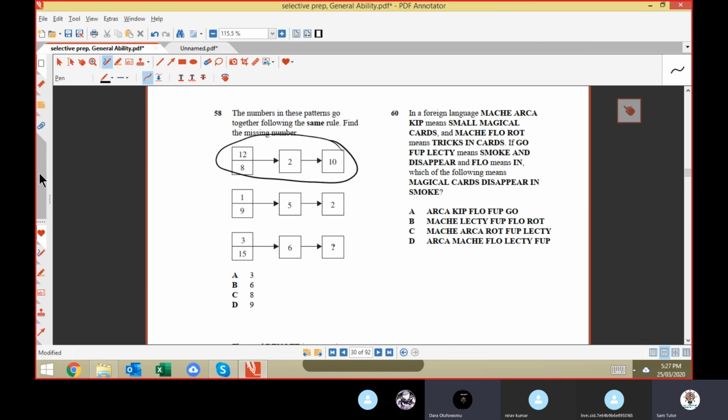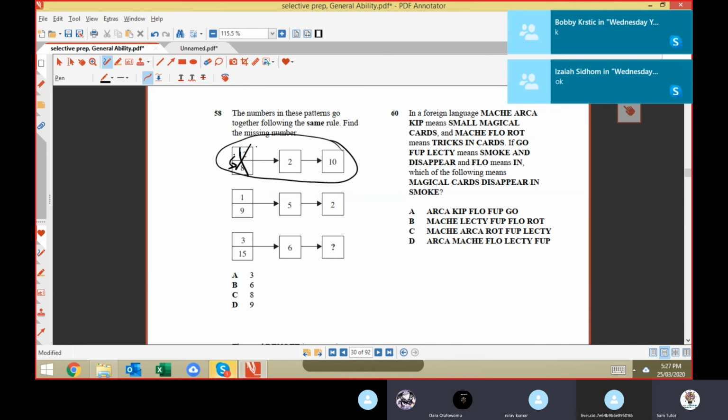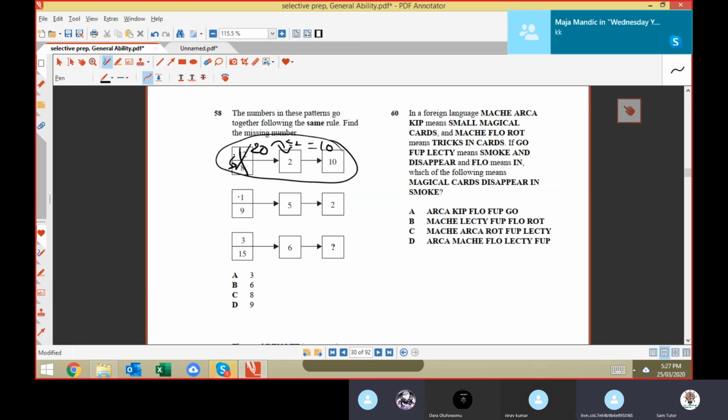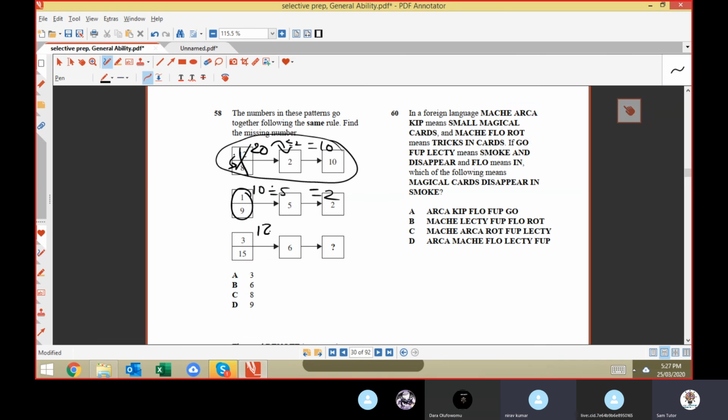All right, this is what it is. Ready? 12 plus 8. What is it? 20. That's a special number because 20 divided by 2 is 10. Oh, that's true. 1 plus 9 is 10. Divided by 2 is 5. That means 18. 18 divided by 6 equals 3. Yeah.